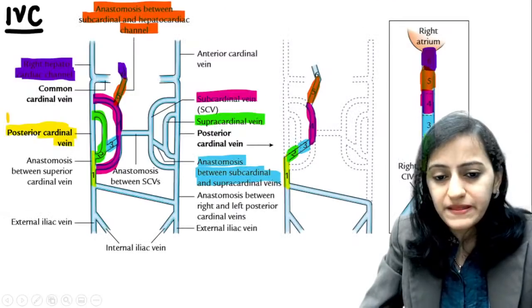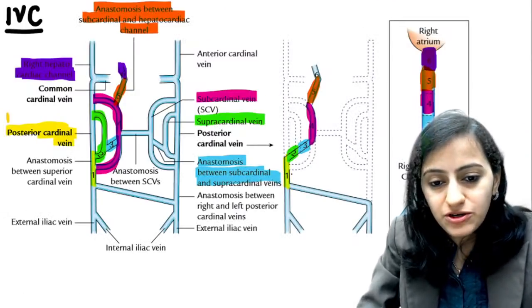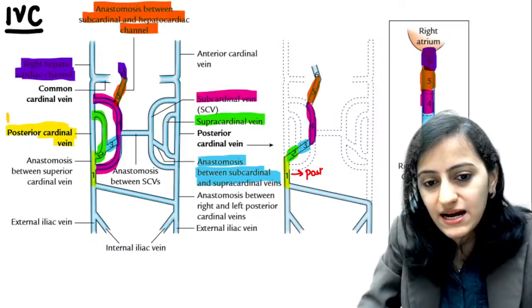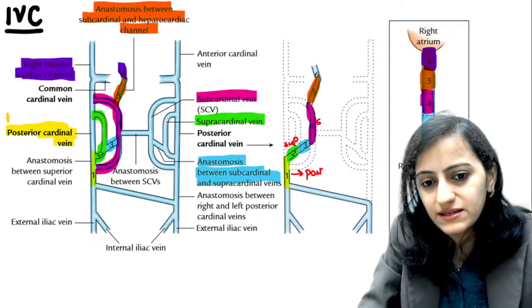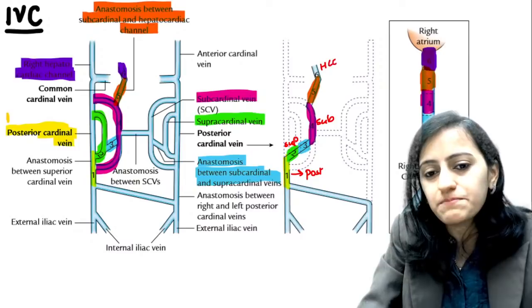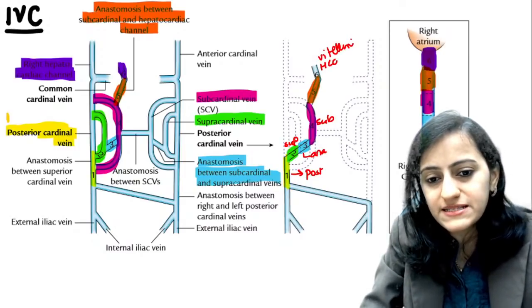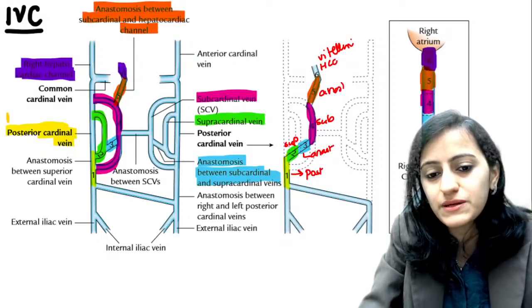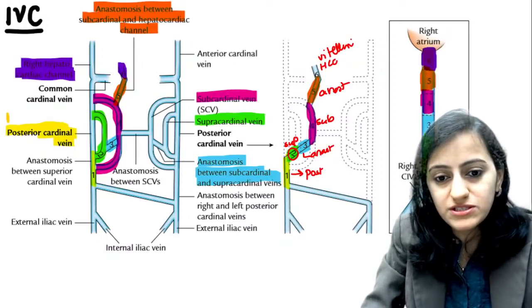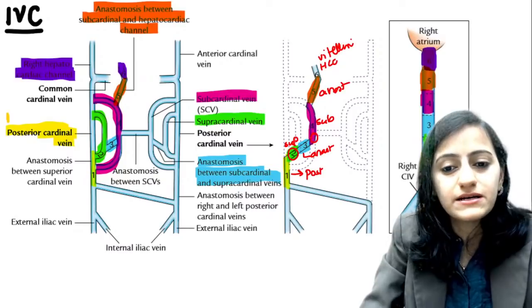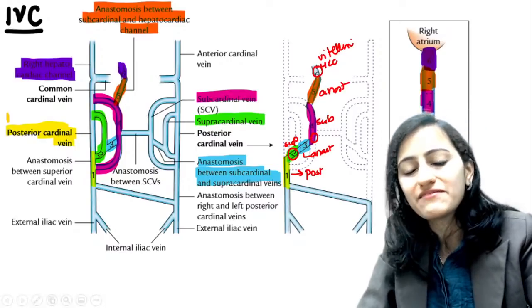I mean, it's easy to remember basically. So remember, it is the posterior cardinal, it is the supracardinal, the subcardinal, and the hepatocardiac channel, that is the vitelline vein. These two are basically the anastomosis in between these veins. Anastomosis between supra and sub, anastomosis between sub and vitelline.